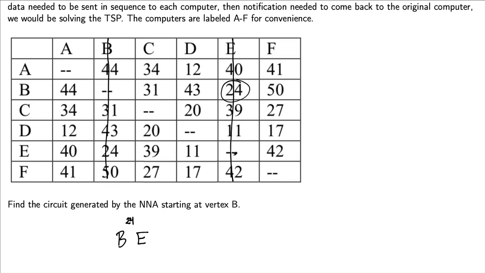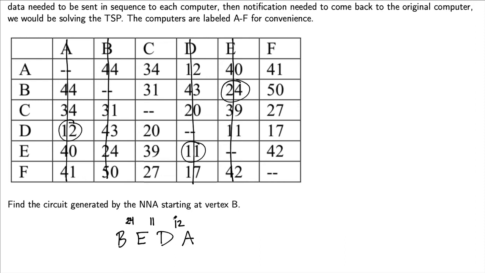So in E, the smallest connection there is to D, which is 11. So to D, 11, and I go ahead and cross off that column as well. That connection was 11, and now I'm in D. And in row D, I look for my smallest number. I see 12, 20, and 17. The smallest number there is the 12, which is to computer A. So I'm going to A, which had a weight of 12, and I cross off column A so that I know I can't go back there.